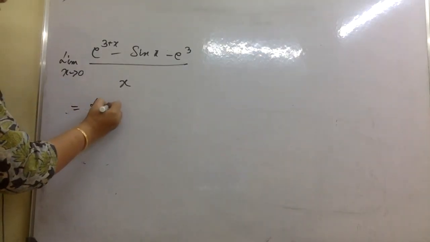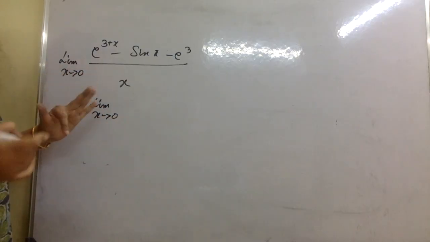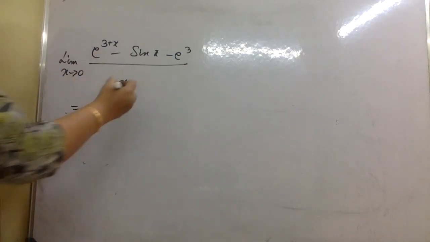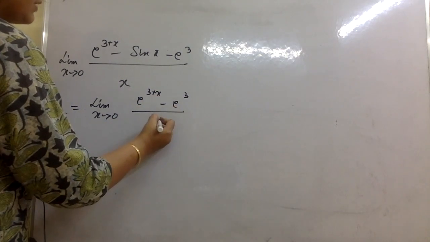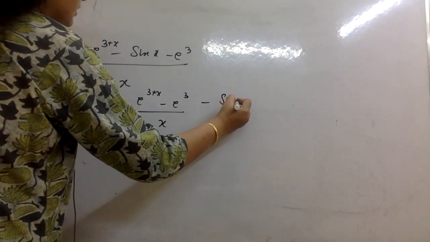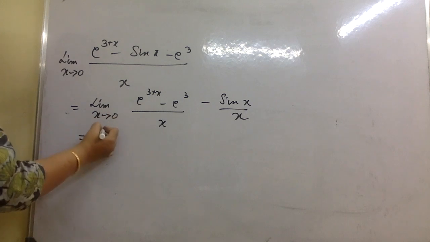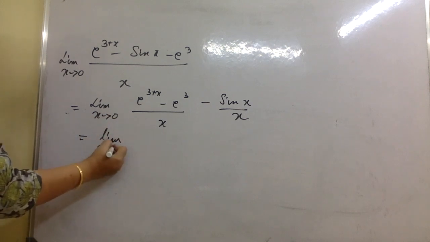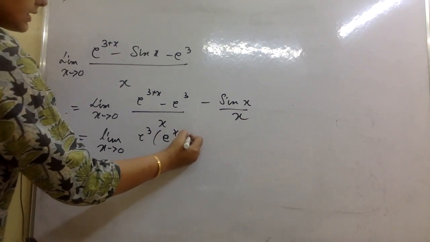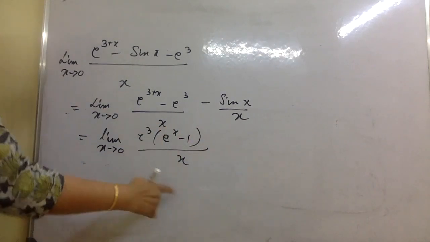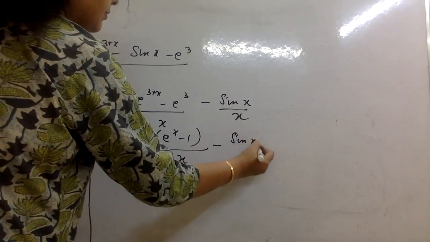Now limit x tends to 0. Here this is the sum, okay, looks a little bit confusing. e to the power 3 plus x minus e cube, okay, by x minus sin x by x, that is, now limit x tends to 0. Here I can take the e cube out, e to the power x minus 1 by x. I think you can see the formula here, minus sin x by x.